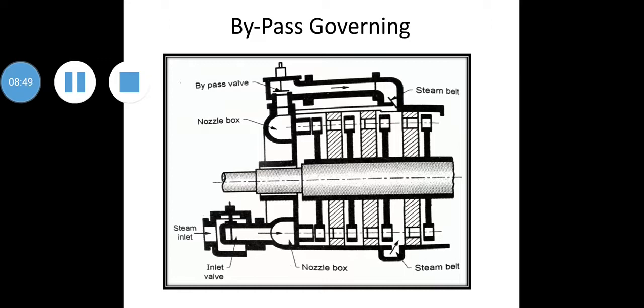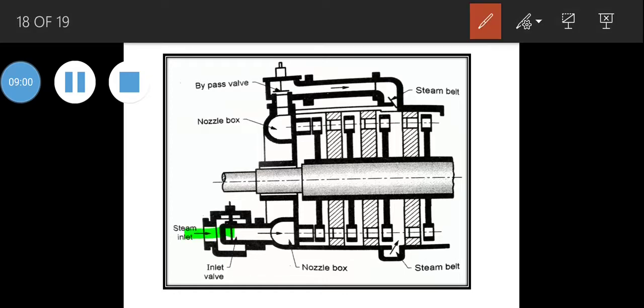Now here we are able to see the steam entering the turbine passes through the inlet valve. So this is the inlet valve. This steam will pass through this inlet valve, which is controlled by the governor. After passing through the inlet valve, the steam enters the nozzle box or steam chest. So this is the nozzle box. We can also call it a steam chest.